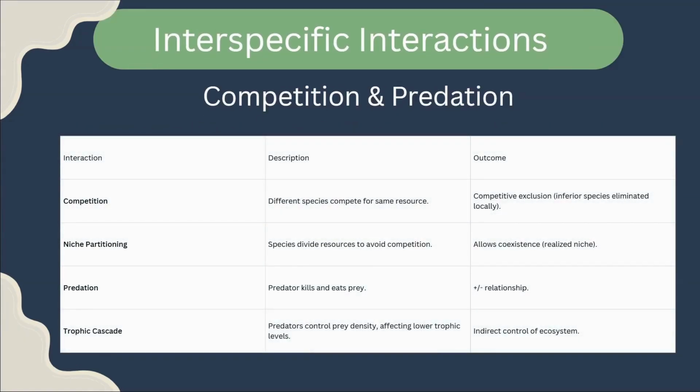Interspecific interaction. So there's competition and predation. Competition is when different species compete for the same resources. The outcome is competitive exclusion. Inferior species are eliminated locally. Niche partitioning. Species divide resources to avoid competition. It allows coexistence to realize niche.